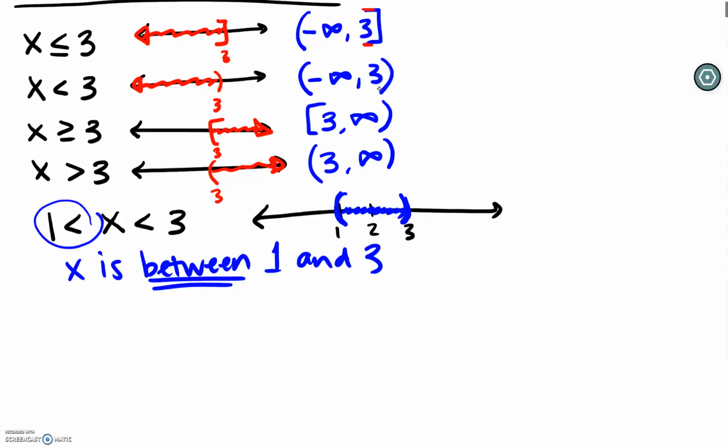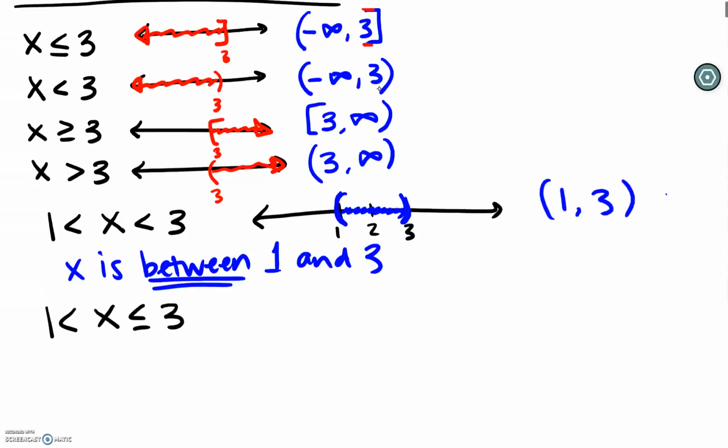So what does this look like in terms of our interval notation? Well, the smallest thing on our number line is the 1, up to a 3, and they both have parentheses. So this is shorthand for saying that any value between 1 and 3, not including 1 and 3, will work. Now, if this changes, and we have something like this, equal to only applies to the 3. It doesn't apply to the 1.